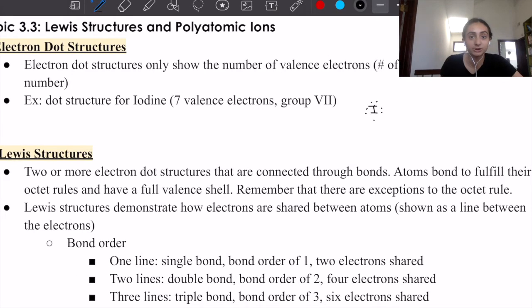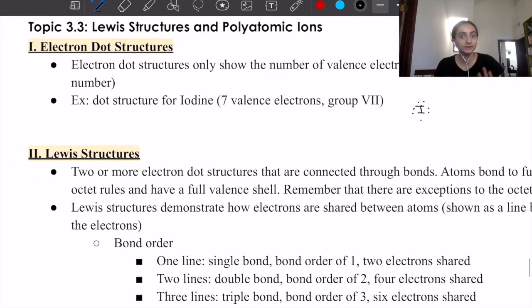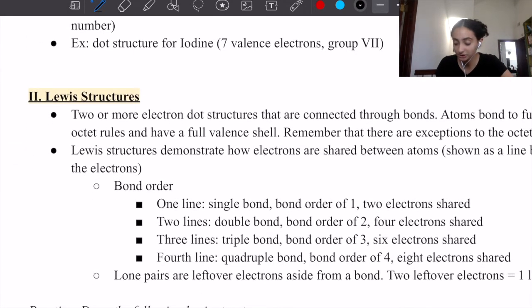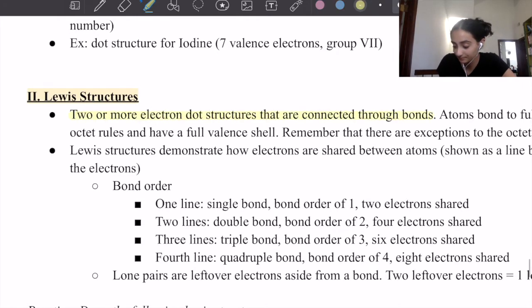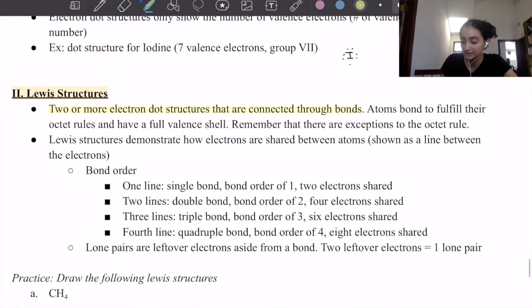So an electron dot structure just shows one element, but Lewis structures are 2 or more electron dot structures that are connected. And they are connected through bonds. So as we learned in a previous unit, to fulfill their octet rule, atoms bond together. An atom that needs 1 electron might bond with an atom that can give 1 electron, and together they can both satisfy their octet rules. And Lewis structures reflect that. So in each bond, 2 electrons are being shared.